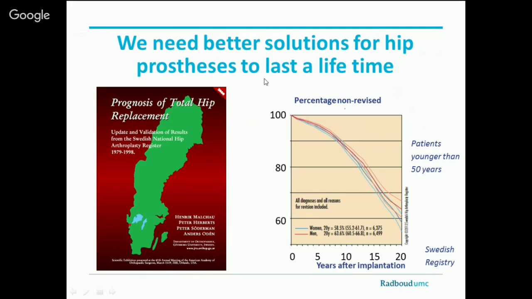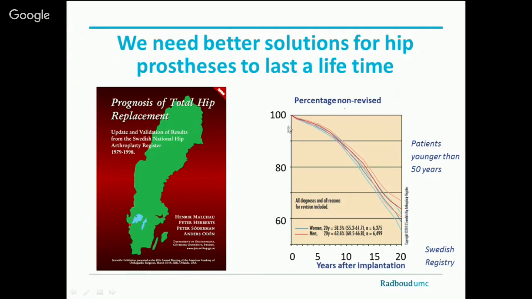Okay, so this is my last slide of this lecture. It shows the results of the Swedish register, and the Swedish register is the oldest register that we have. It started in '79 already.